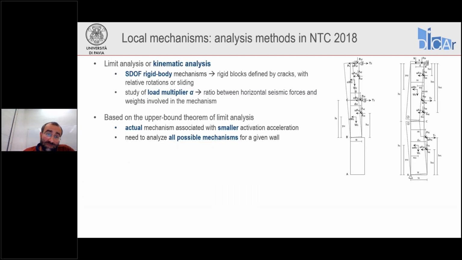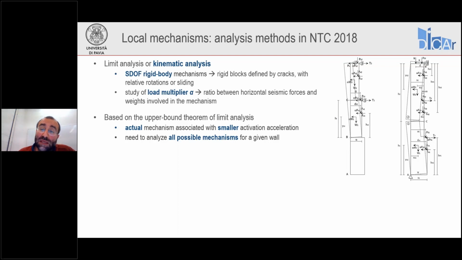How do we analyze local mechanisms? Well, the Eurocode 8 part 3 doesn't say anything about this topic. The new edition will, but the current one doesn't say anything. So again, we refer to the Italian code, where we find as the preferred method of analysis the so-called kinematic analysis.